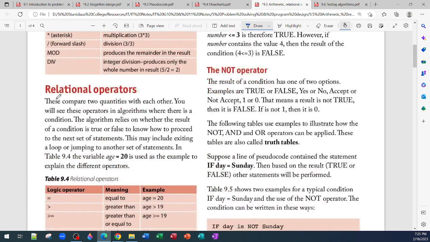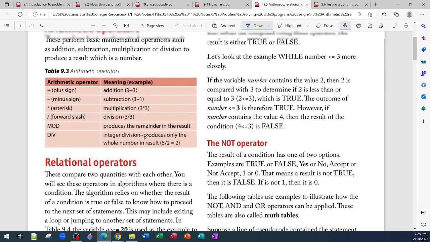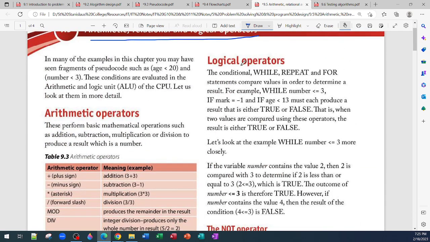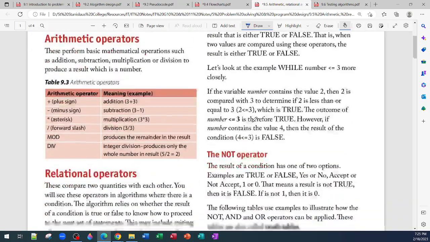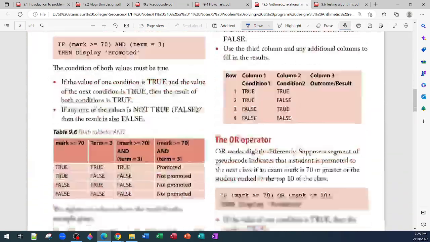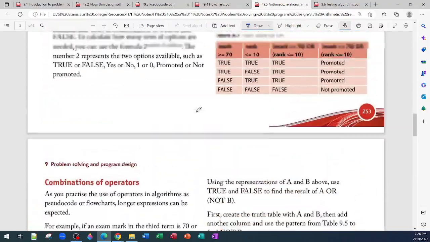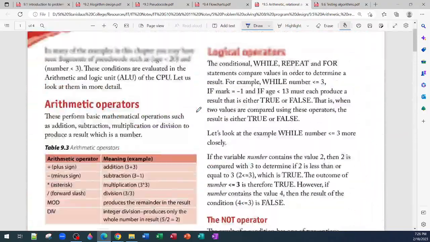Relational operators are your more than, less than, more than or equal to, and so on. We call them relational because we are relating two things to each other. We are comparing two things to each other. And then we have what are called logical operators. These ones are a bit more complicated.